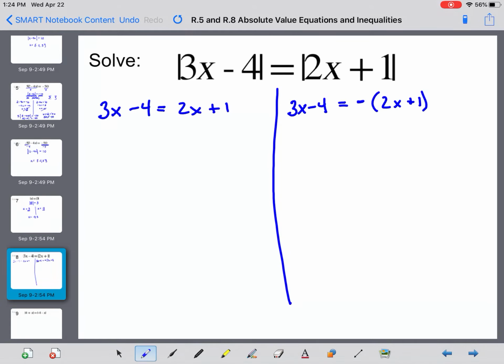Now, I could have done the exact same thing. I could have left the right side alone and taken the opposite of the left side. I just choose to keep the left side the same and take the opposite of the right-hand side. So now you have these 2 pretty decent looking equations still to solve. So let's go ahead and take away 2x from both sides.